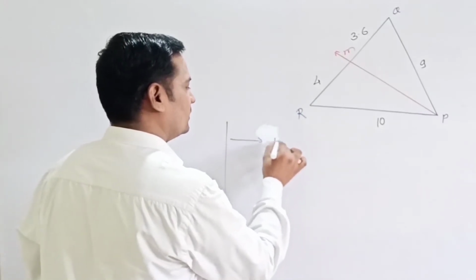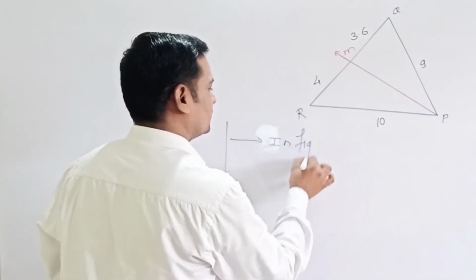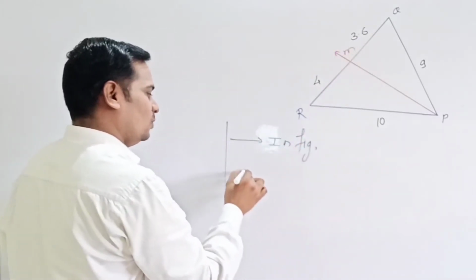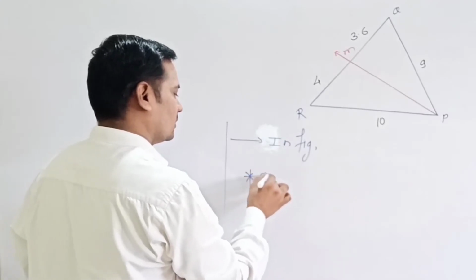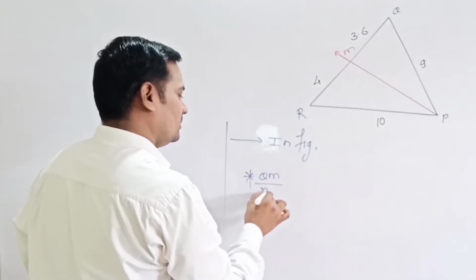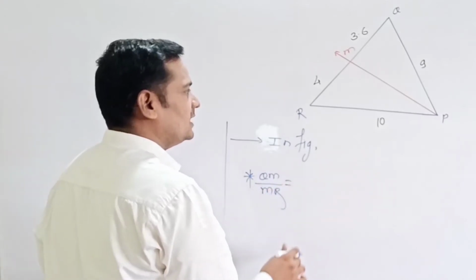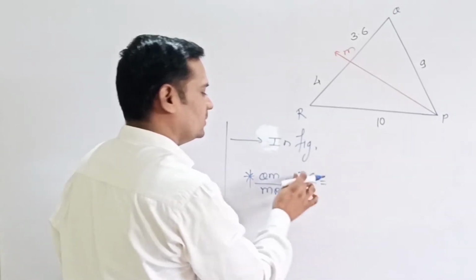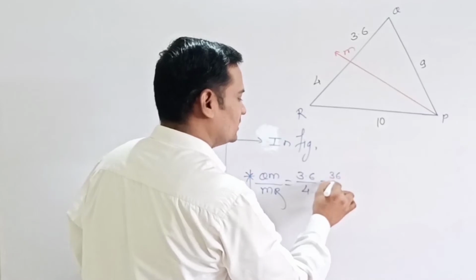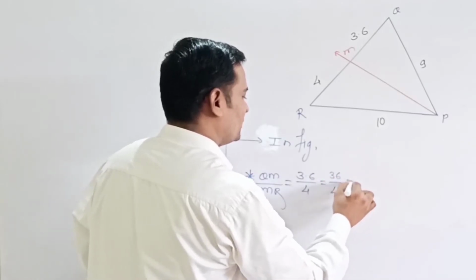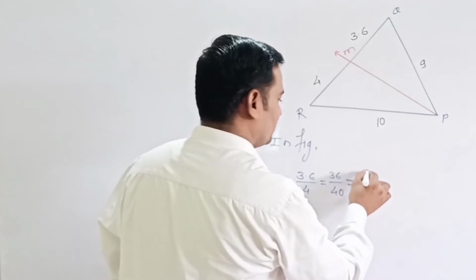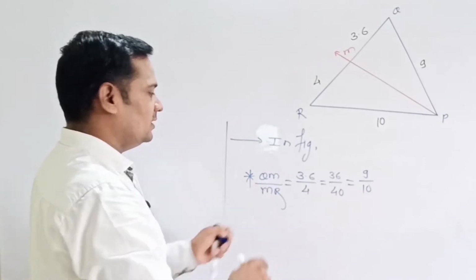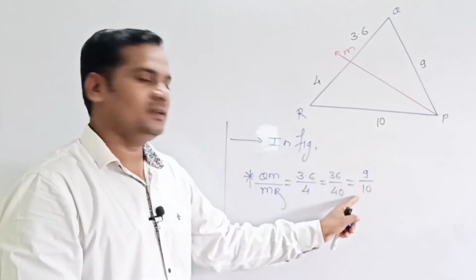Now in the figure, what is there in the figure? We will take the ratio of these two first of all. So QM upon MR is equal to, let's put down the values there, 3.6 upon 4. Now cancel this decimal, so it will become 36 upon 40. So let's simplify this. 4 9s are 36 and 4 10s are 40. So that means the ratio is 9 upon 10.